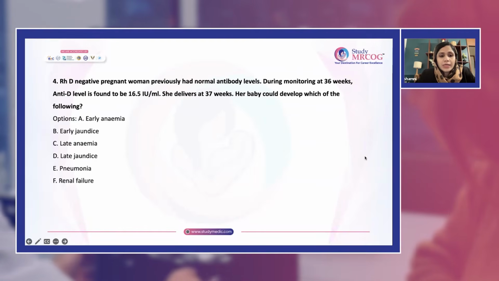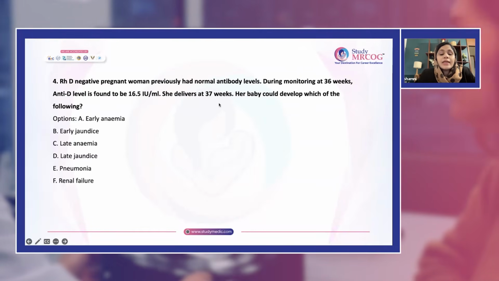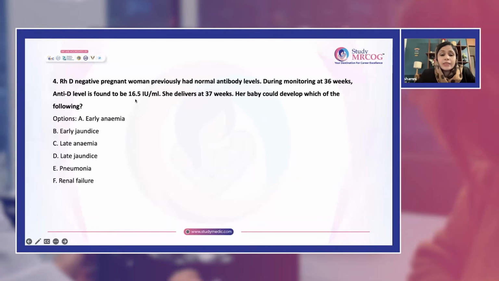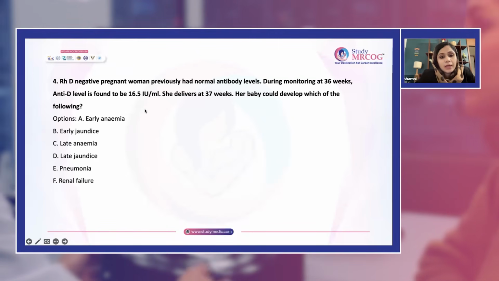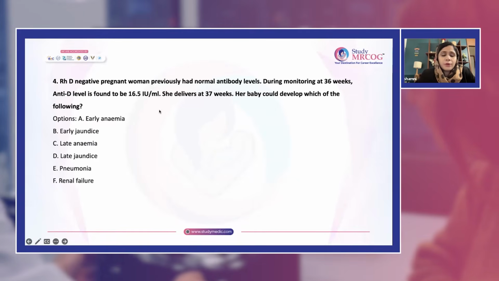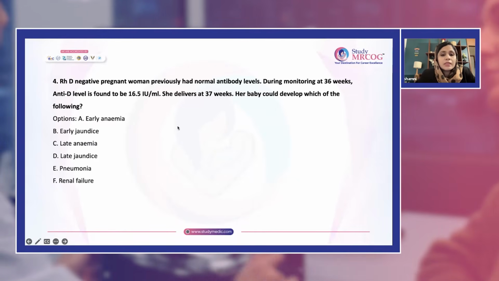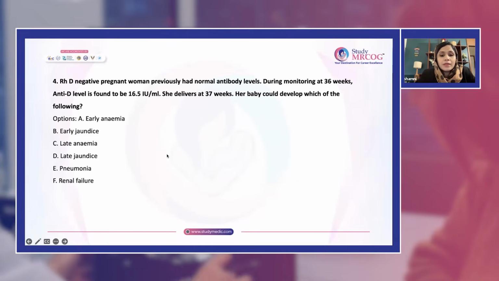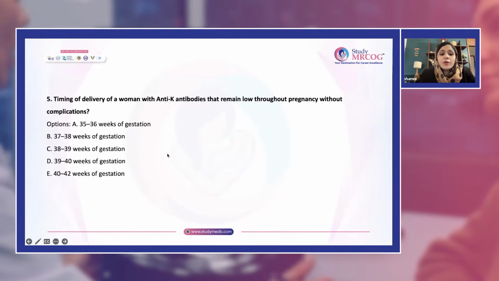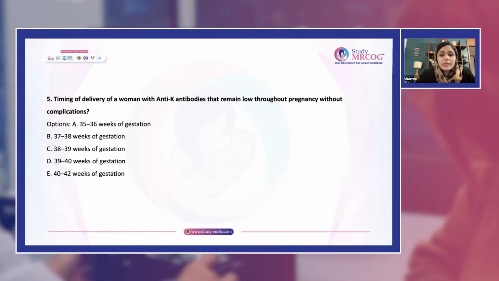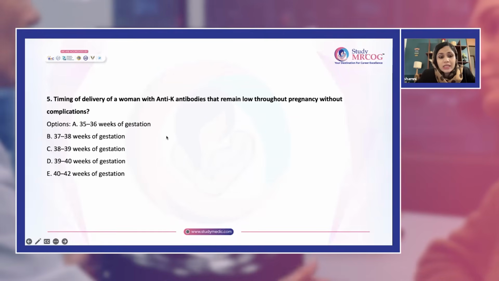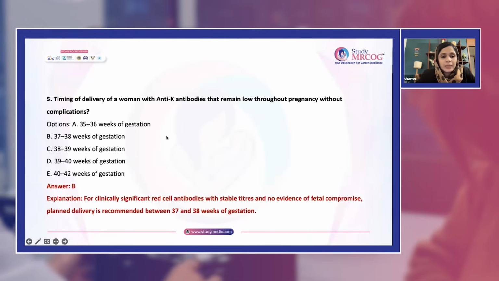Next is an Rh negative woman who previously had normal antibody levels. During monitoring at 36 weeks, anti-D is found to be 16, which means it is high. She delivers at 37 weeks. Her baby could develop which of the following? Because it is very high, the baby may develop early jaundice. Timing of delivery of a woman with anti-K antibodies that remain low throughout pregnancy without any complication, we already discussed, it is going to be 37 to 38 weeks.